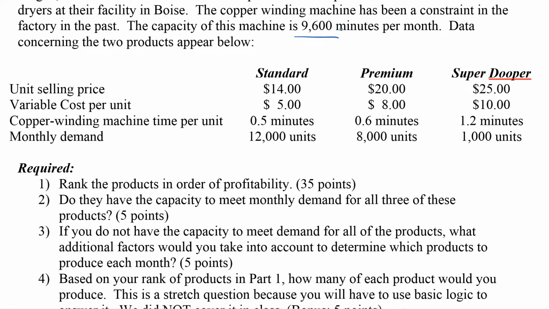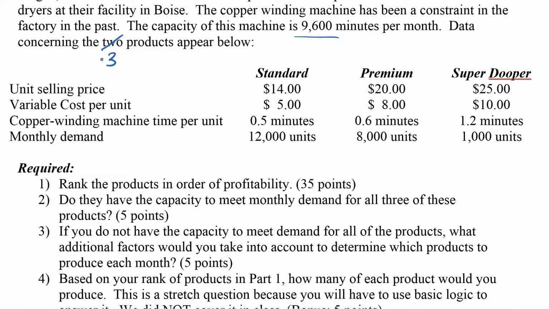It says our data for the 2 products appear below, but it looks like we have 3 products: standard, premium, and super duper. So we want to rank these things. Now, here's what you want to be careful of.